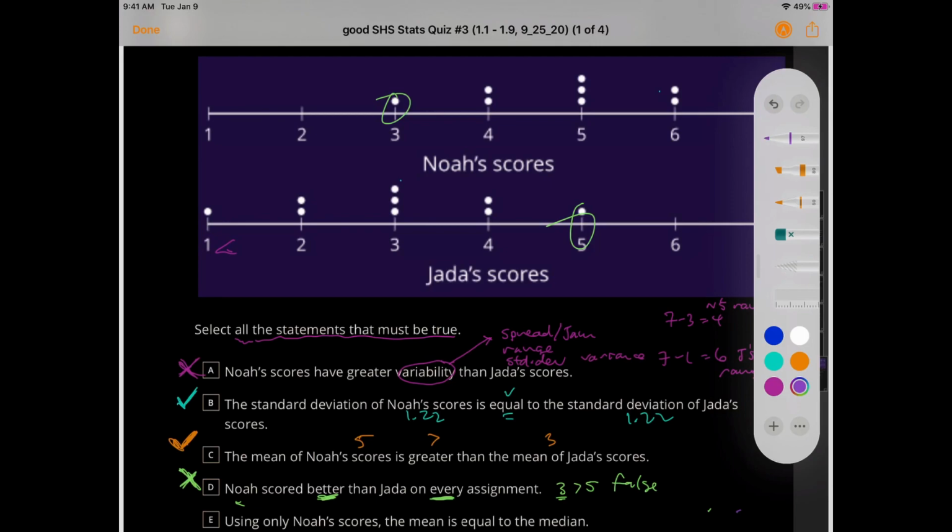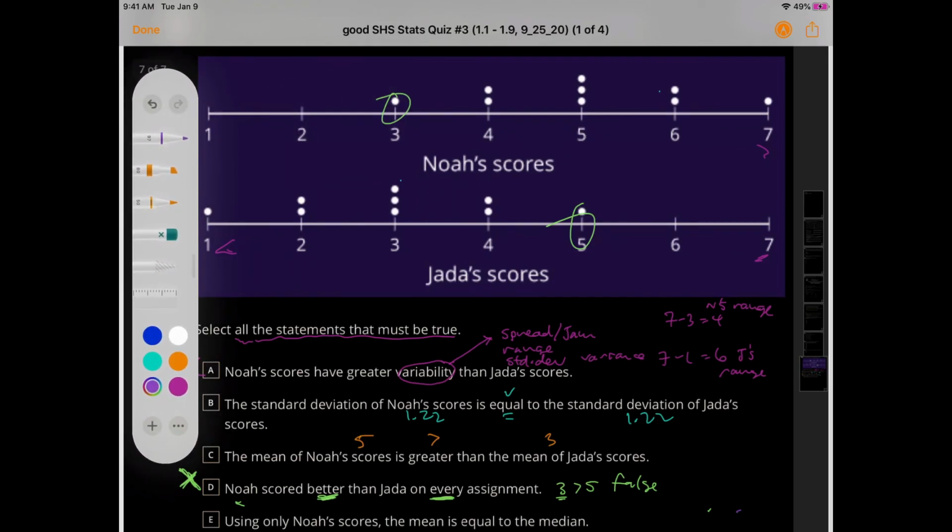Using only Noah's scores, the mean is equal to the median. The mean is equal to the median. Again, you can do this visually. So let me show you the visual way. The visual is, well, what does it look like? This is normal or symmetric. Or another word they use, they call it a bell curve. It looks like a bell, like Taco Bell, the bell, a church bell. So when that happens, the mean and the median are exactly the same. On a normal or symmetrical or bell curved graph or distribution, they're exactly the same.